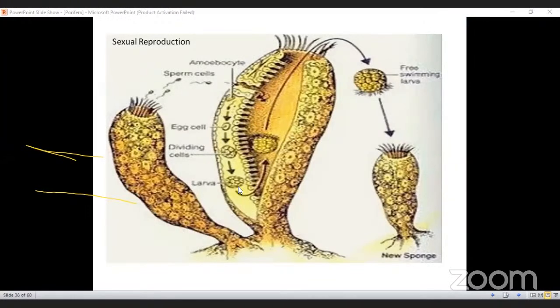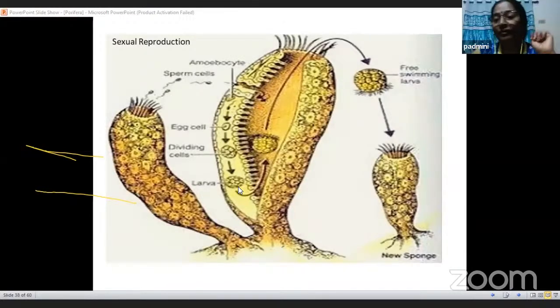Coeloblastula, amphiblastula larva, trichimella larva, parenchymula larva, trichimella larva. Very good, very good. See, that is the importance of making a note of it in a rough book, so that you'll be able to tell it very fast. Otherwise, what happens? We will have to recollect what all we studied.